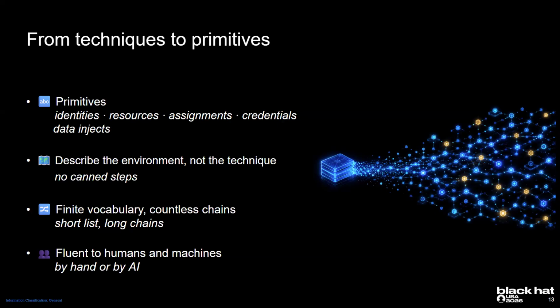I needed to describe the environment, not the technique. So instead of naming a particular hard-coded technique, I wanted the YAML file to be able to describe the environment. So who exists, what exists, who can act on what, where a secret is hidden. So not specific canned steps. You don't ask BadZure to do a managed identity abuse. You just simply describe a VM, a storage account, and a permission between them, and a certificate in a blob, so that the attack path is built from those pieces. So it's a finite vocabulary and that allows us to create countless chains.